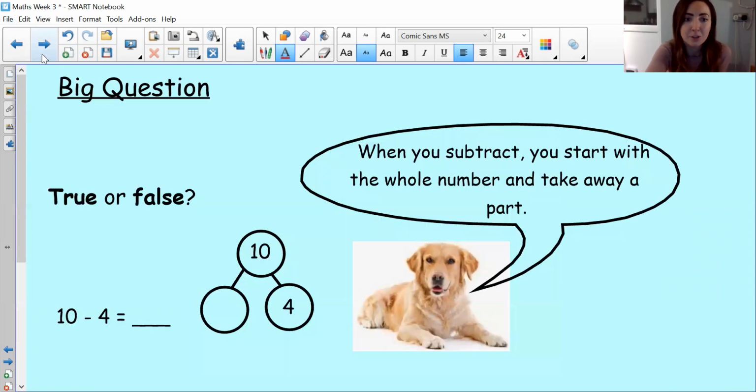Let's move on to Stevie's big question. So true or false? Stevie says, when you subtract, you start with the whole number and take away a part. Is that true or false? Pause here if you need to have a think. Okay, that is most definitely true. We always start with the whole number or the biggest number when we subtract. So here, 10 is the whole number. 10 take away 4 equals, so what's this missing part? 6. 10 take away 4 equals 6.